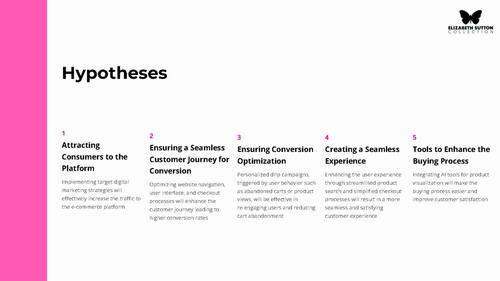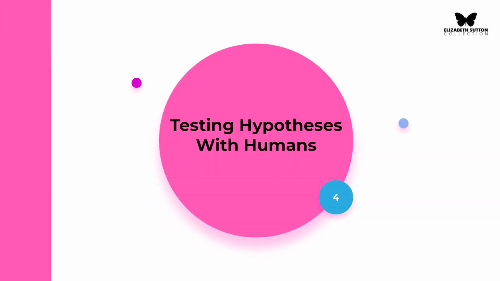And with the pivot and the aligned deliverables in place, we have come up with 5 hypotheses to test relating to, first, attracting customers to the platform. Second, ensuring a seamless customer journey for conversion. Third, ensuring conversion optimization. 4th, creating a seamless experience. And 5, tools to enhance the buying process. And up next is the process of testing hypotheses.